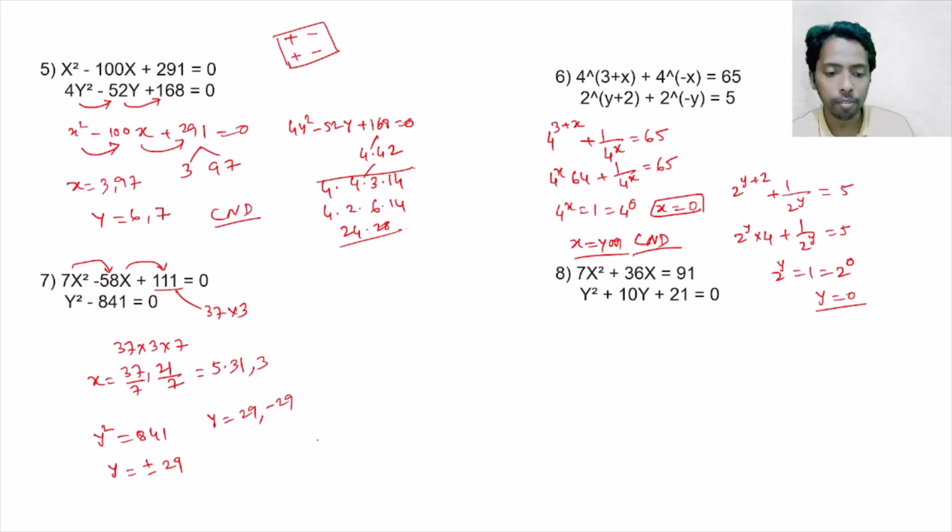If we take the value of y as 29, then both the values of x are less than y. And if we take the value of y as minus 29, then both the values of x are greater than y. That means C and D is the answer, right? Okay, next one. 7x square plus 36x minus 91 equals 0.